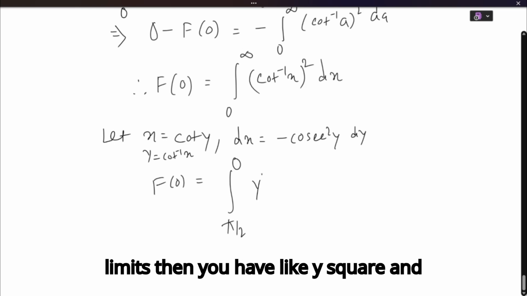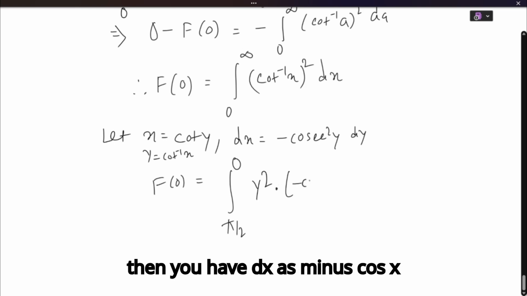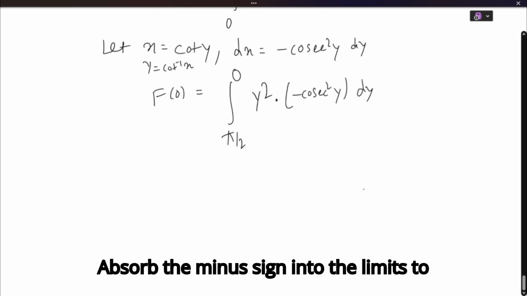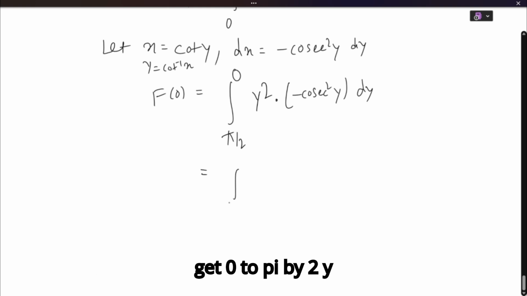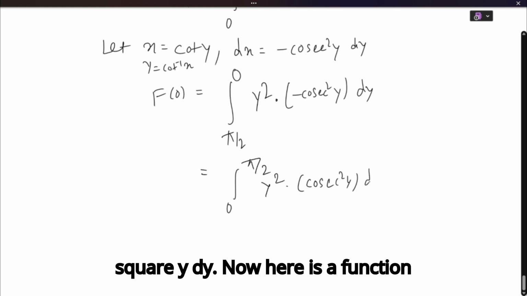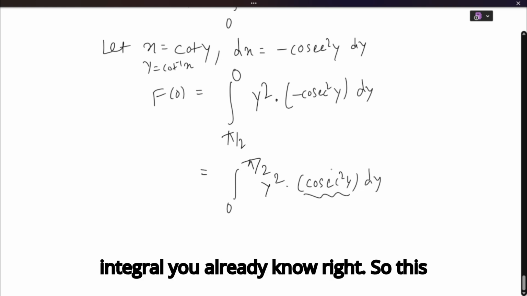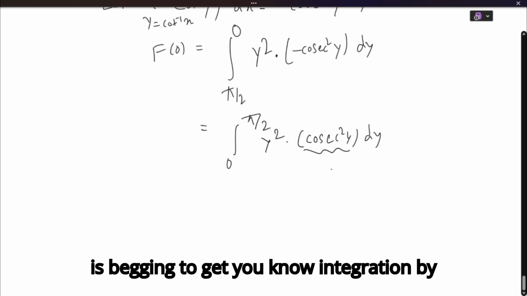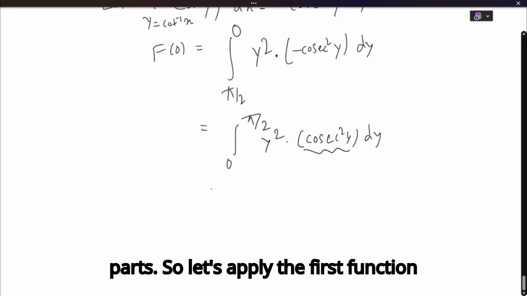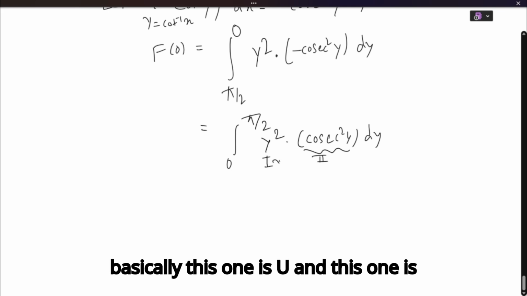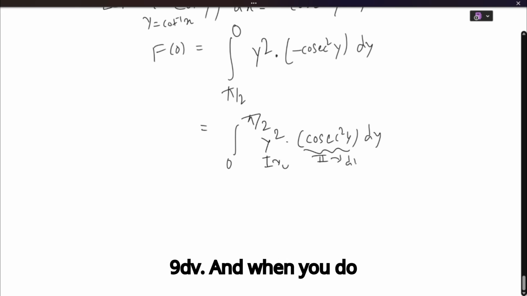Then you have y square, and then you have dx as minus cosec square y dy. Absorb the minus sign into the limits to get the integral from 0 to pi by 2 of y square into cosec square y dy. Now, here is a function which can be integrated, which has an integral you already know, right? So this is begging for integration by parts. So let's apply the first function as this one, second function as this one. Basically, this one is u, and this one is my dv.